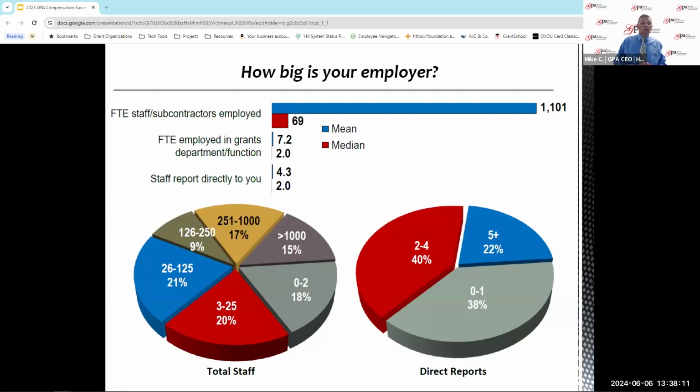So more consistent figures are reported for total full-time equivalent staff employed in the grants function department. So that's the full-time equivalents in grants of 7 and a median of 2. So among the 37% who report supervisory responsibility, they have a mean of 4 reports and a median of 2 direct reports. So going back one step there, the full-time employees employed in the grant department function, obviously with a median of 2, that means the vast majority of our folks work in a small grants shop in terms of they've got 2 or fewer people working in their shop.